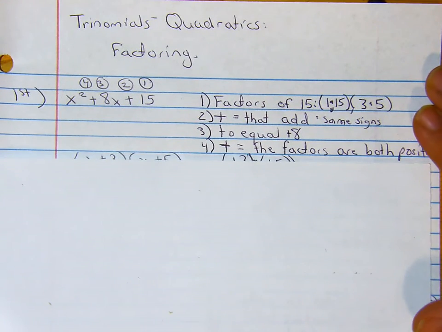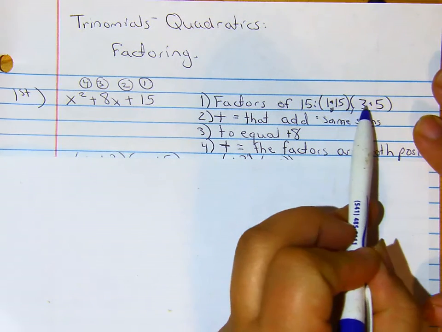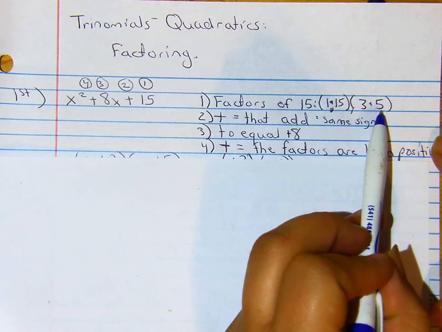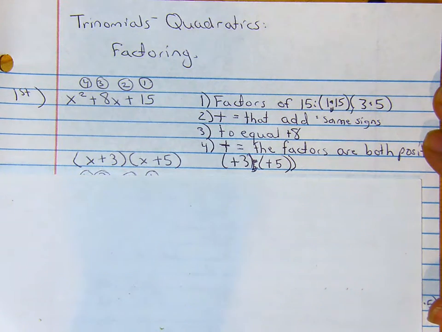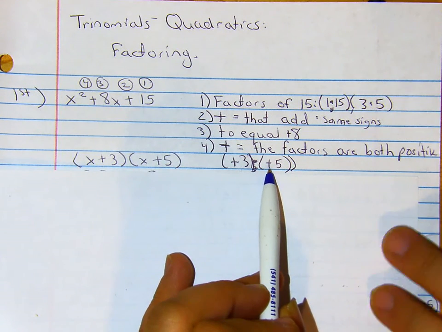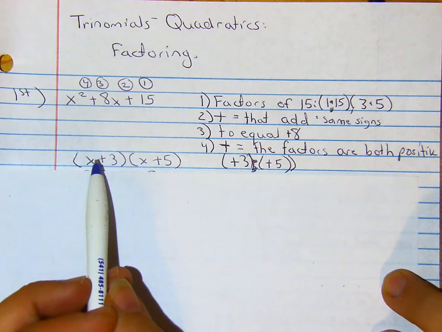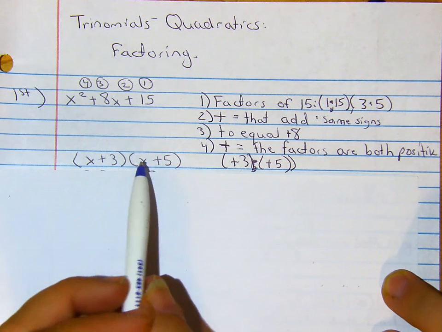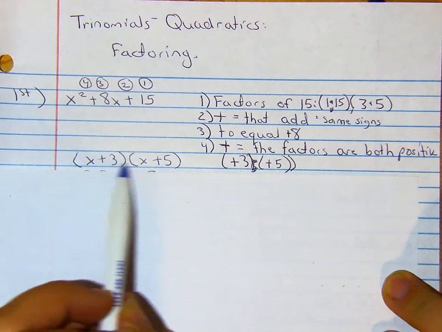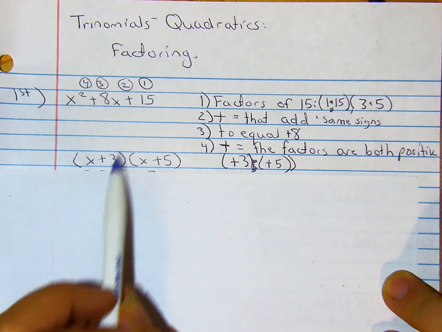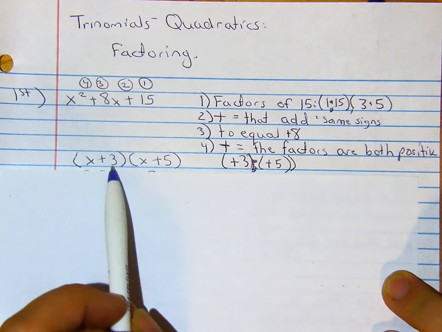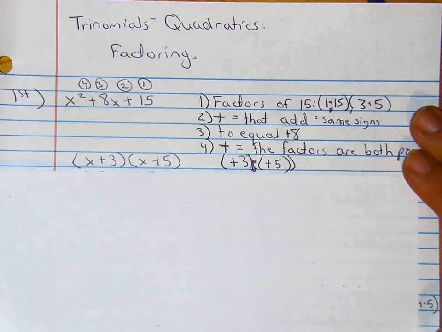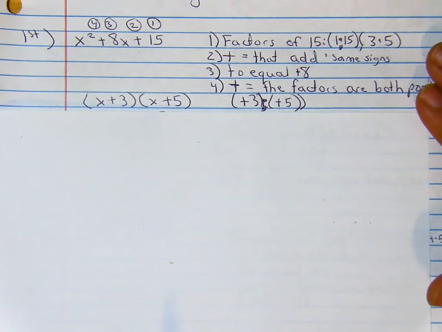And so you know that the only factors up here that add to 8 are 3 and 5, and if they both have the same signs, then it'd be a plus 3 and a plus 5, and they both have to be positive. So my factor is x plus 3, x plus 5. And if we were to actually multiply through, x squared, inners 3x, outers 5x, which combines to give us 8x, and then 3 times 5 gives us 15. So we did it correctly.